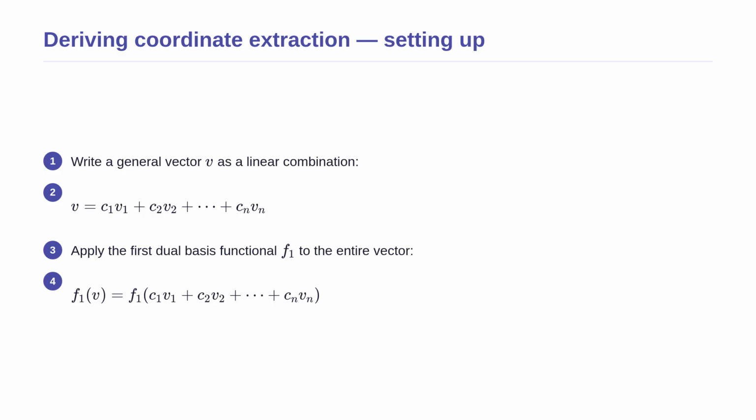Now that we have seen this reconstruction formula, let us understand where it comes from by proving it. We start by writing a general vector v as a linear combination of our basis vectors, scaled by unknown coordinates c1 through cn. To find the first coordinate, c1, we feed this entire long expression into our first dual basis functional, f1. Because f1 is a linear functional, it respects addition and scaling. This means we can distribute the functional across every single term inside the parentheses, breaking a complex measurement down into a series of very simple ones.